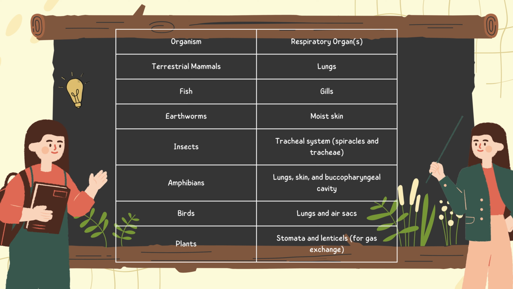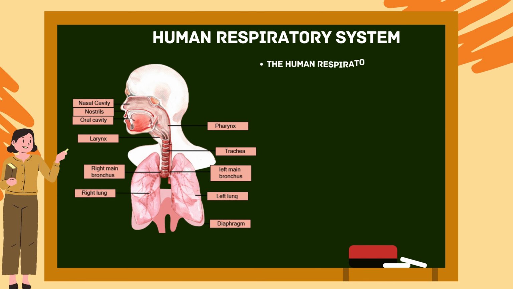Insects, tracheal system, spiracles and trachea. Amphibians, lungs, skin and buccopharyngeal cavity. Birds, lungs and air sacs. Plants, stomata and lenticels for gas exchange. Next is the human respiratory system.